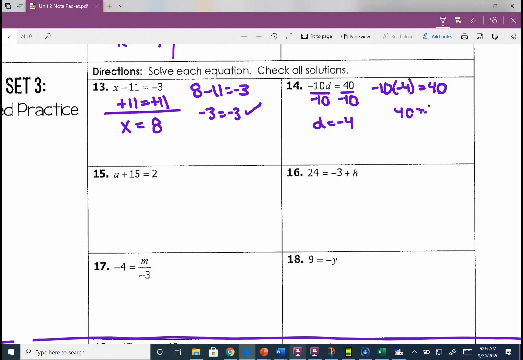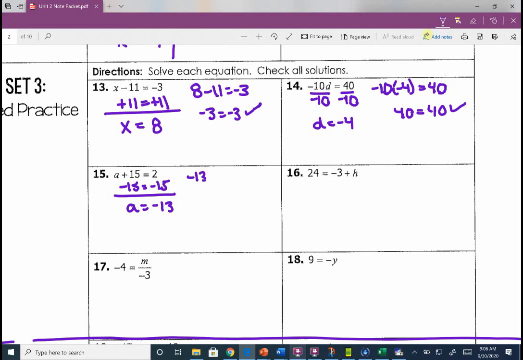In number 15, we see a plus 15. So to get a by itself, we have to undo the plus 15. So we're going to minus 15. So we have a equals 2 minus 15, which is -13. Put it back in and check. -13 plus 15. Does that equal 2? Yes, it does.